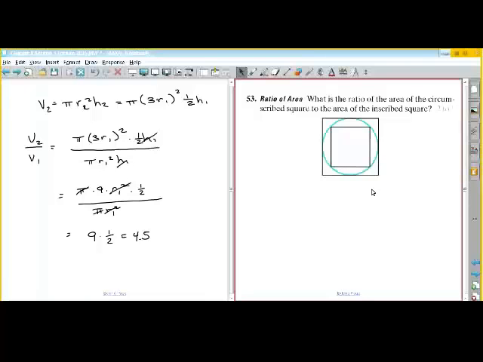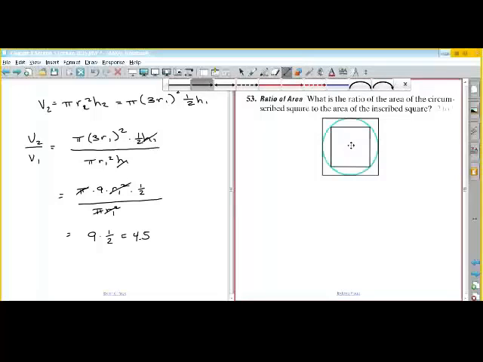Okay, 53 says, what is the ratio of the area of the circumscribed square to the area of the inscribed square? So the circumscribed square is the one that's on the outside of the circle, and the inscribed square is the one that's in the center. You can see that the four corners of this square are inside, and the midpoints of the sides correspond for the circumscribed square. So what they want to find is, what is the ratio of the big area to the small area?